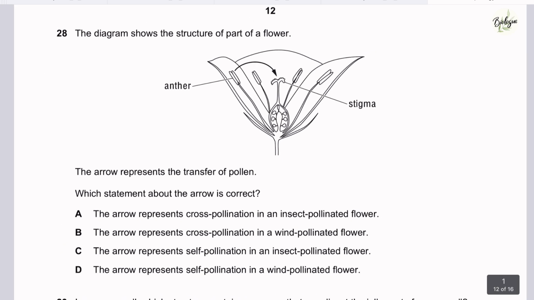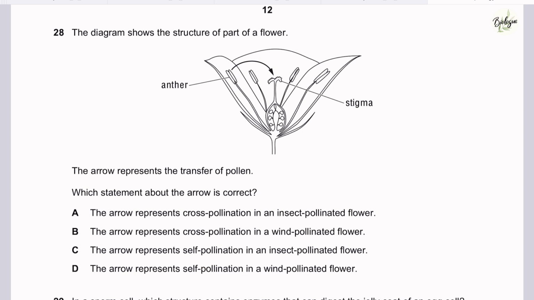Question 28. The diagram shows the structure of part of a flower. The arrow represents the transfer of pollen. Which statement about the arrow is correct? So, the arrow represents cross-pollination in an insect-pollinated flower? Not cross-pollination, because it's within the same flower, it's a single flower. The arrow represents cross-pollination again, no. The arrow represents self-pollination, yes. These two options are in an insect-pollinated flower and a wind-pollinated flower.